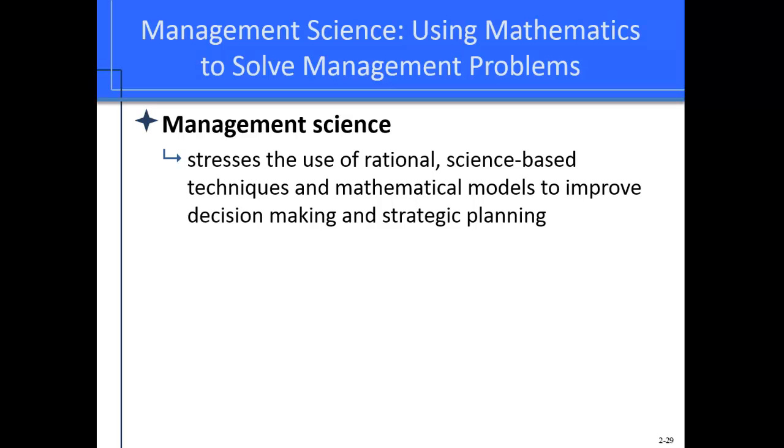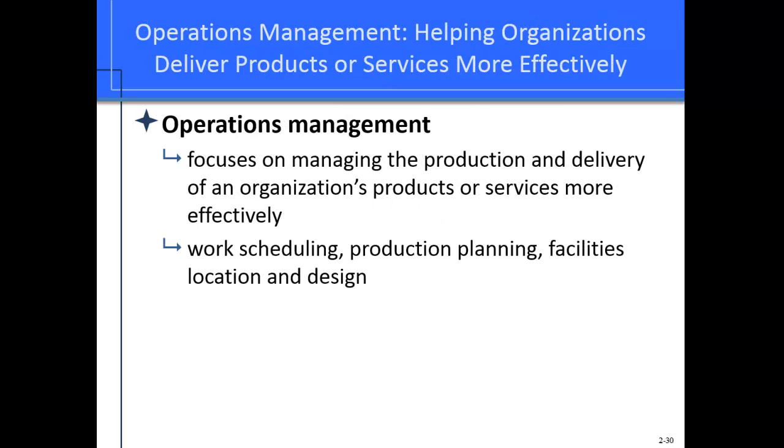The other branch of quantitative management is called operations management. Operations management focuses on managing the production and delivery of an organization's products or services more effectively. The techniques of operations management are used when a warehouse store decides to reorder supplies, as an example. Other examples are work scheduling, production planning, where a facility is going to be located, and design.